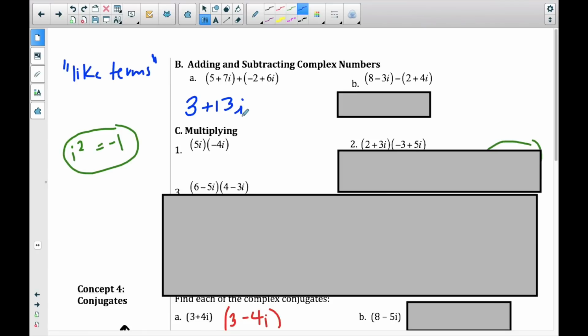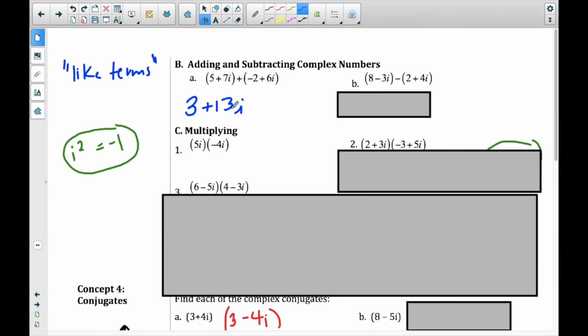Adding and subtracting. What if we have more than just those two things in there? We've got some other things going on. This is a lot like adding like terms, so on the margin I wrote down like terms. If we look at these, we have a 5 and a -2. 5 plus -2 is 3. We have a 7i and a 6i. Those are our like terms, so we add those together to be 13i. And again, we make sure that our real number is first and our imaginary number is second.